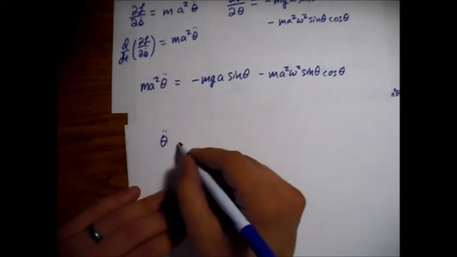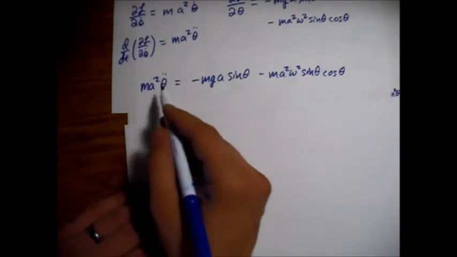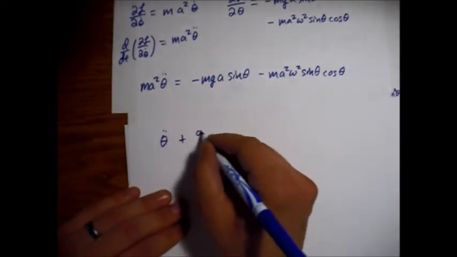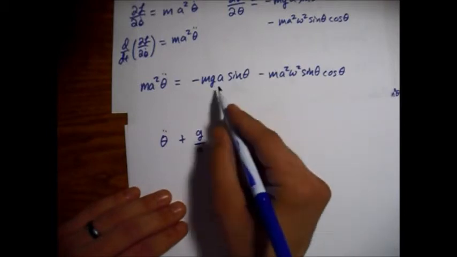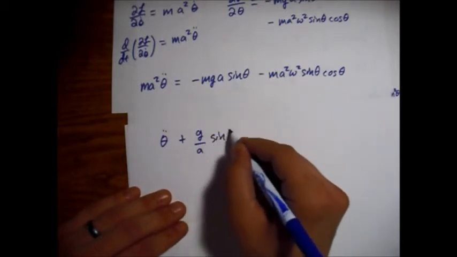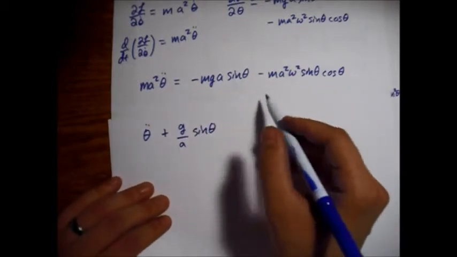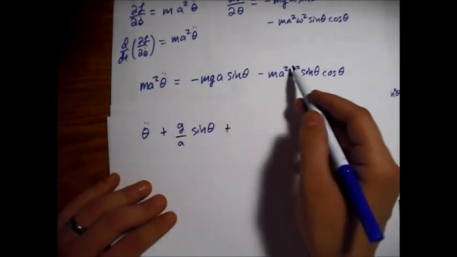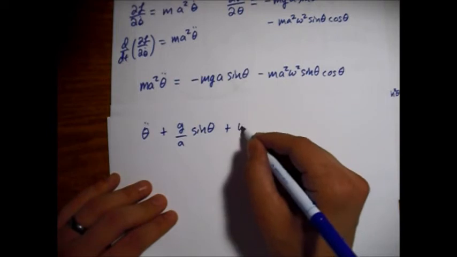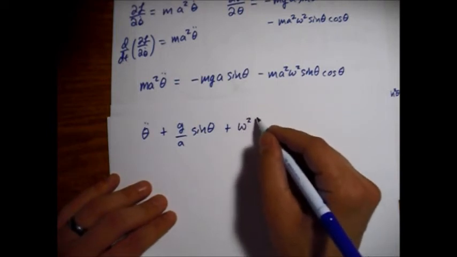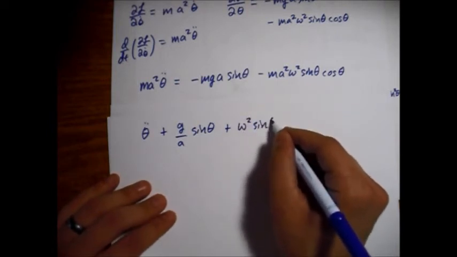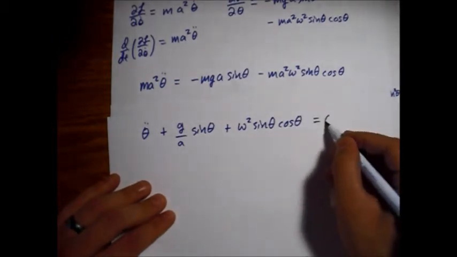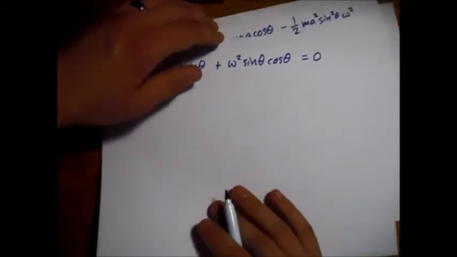So that just gives us a theta double dot. We'll bring this over, we get a plus sign. We'll just get a g over a sine of theta. And now a plus sign again. We divided by ma squared, so that part goes away. We just get omega squared sine of theta cosine of theta equals 0. So here's our equation of motion.